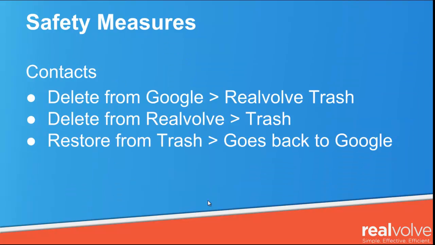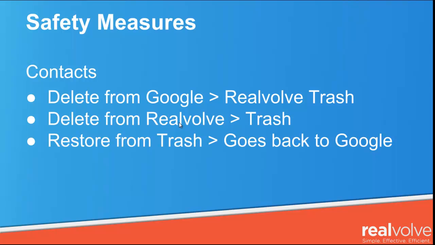Some safety measures. One of the things we've done within the contacts, because contacts are so important, to make sure that you prevent problems, is we've added some safety measures into the system. So if you go in and delete contacts within Google, they do delete from Realvolve as well whenever you've got the synchronizing set up. But it puts any of those contacts into the Realvolve trash. So you can go into your settings, go into trash, and you'd be able to see any of those names that you've deleted from Google, and if you needed to restore them, you certainly could.